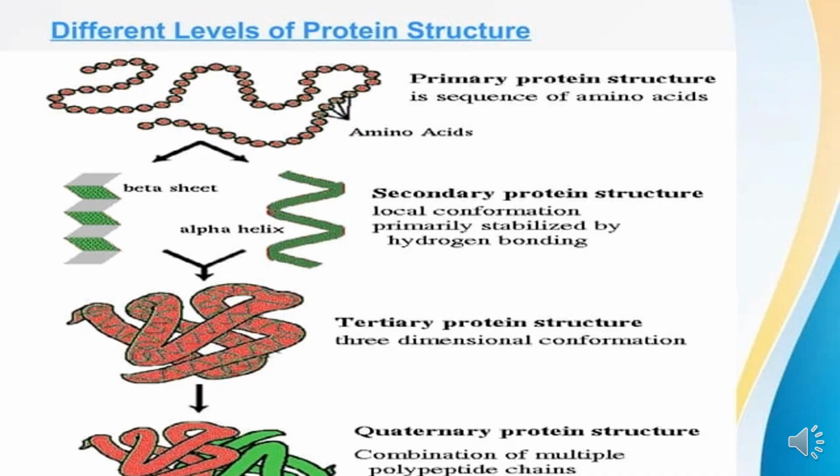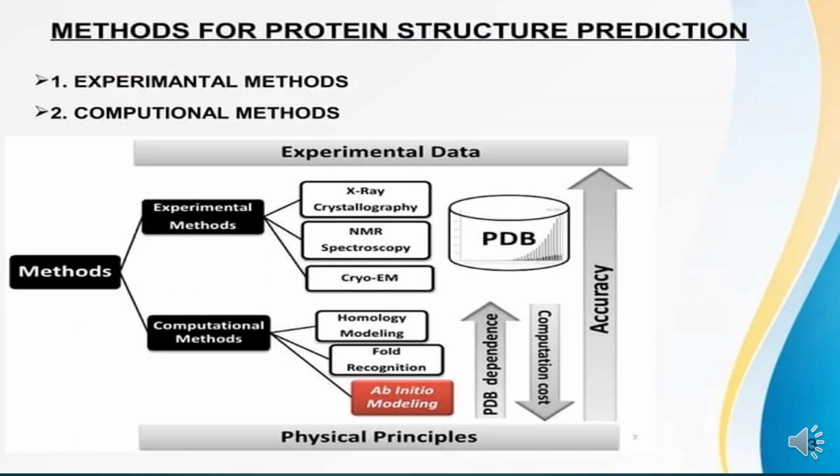The different levels of protein structure show that there are four structures: primary protein structure, secondary structure, tertiary, and quaternary structure, which is a little more complicated compared to the other three. The methods for protein structure prediction are generally classified into two types: experimental methods and computational methods. Under experimental methods, we have three types, that is X-ray crystallography, NMR spectroscopy, and cryo method. Under computational methods, we have homology modeling, fold recognition, and ab initio modeling.